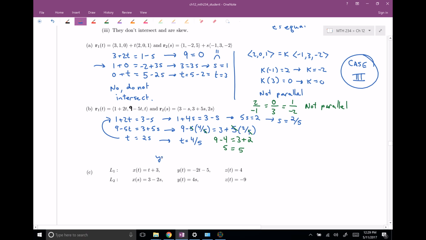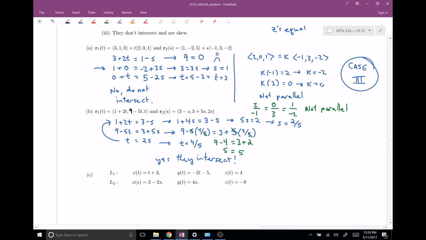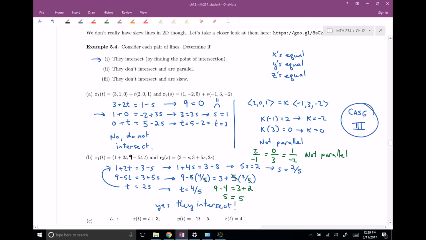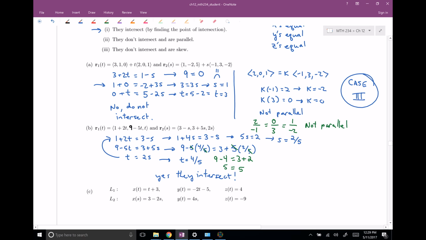Yes, they intersect. And so, for these three cases that I have, we are in case 1. Case 1.